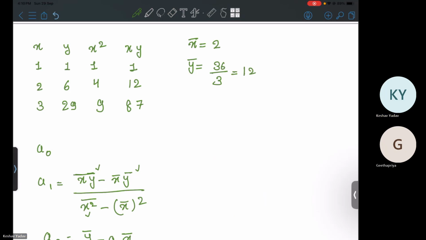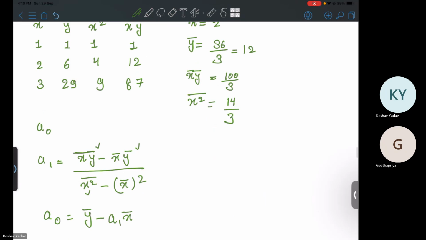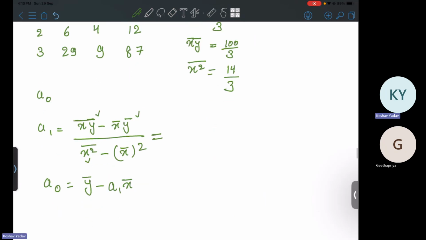Okay. Now XY bar will be equal to this plus this, summation of these two terms, 13 plus 87, that will be equal to 100 by 3. Similarly, X square bar will be equal to the summation of this, 5 plus 9, 14. 14 divided by 3. So this is what I have got. Now we will directly put the values here.